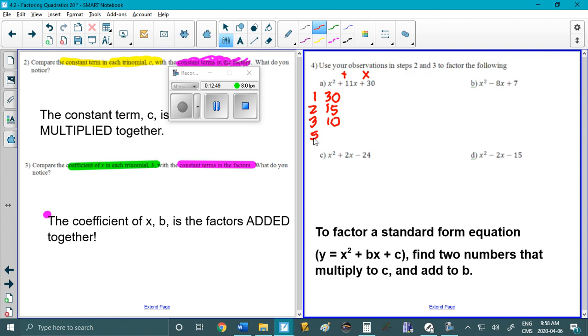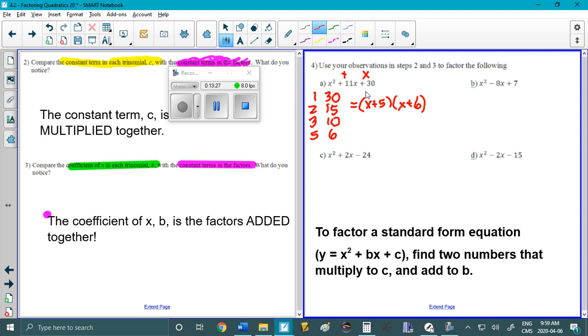So 5 and 6. Now each time I should have been checking. 1 and 30, does that add to 11? No. 2 and 15? No. 3 and 10? No. 5 and 6? 5 plus 6 is 11. So this is going to be x plus 5 times x plus 6. And that's it. That is basically today's lesson. There's one other little twist that comes in a few minutes. But I find the two numbers that multiply to 30 and add to 11, and they are 5 and 6. And this is my answer. This is just a side. You don't need to write that down. If you can do this in your head, you don't need to do any of this.